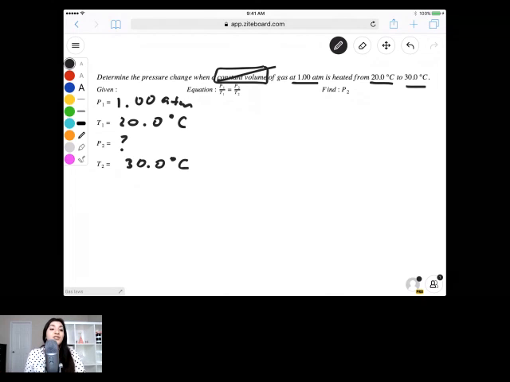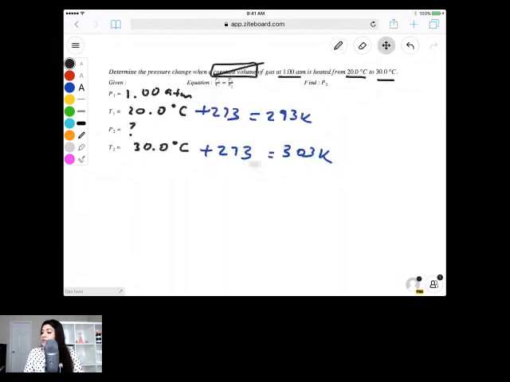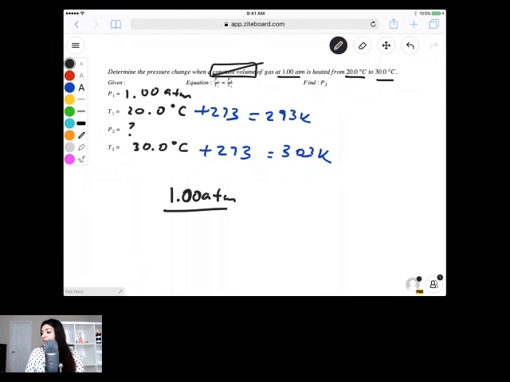First step, convert all of your temperatures to Kelvin. So we'll add 273 to each one of these. And then we'll get 293 Kelvin. And then we'll get 303 Kelvin. Okay, set it up. So putting our P1 on top is that 1.00 atmospheres divided by T1, which is 293 Kelvin. And that's equal to P2, which we're solving for, divided by 303 Kelvin.